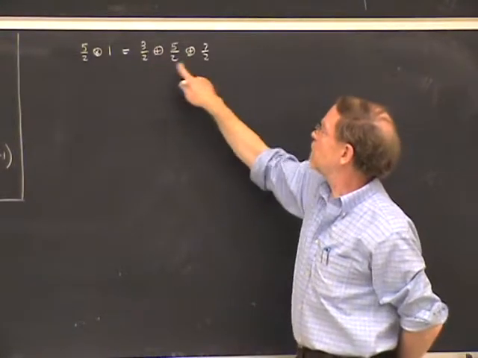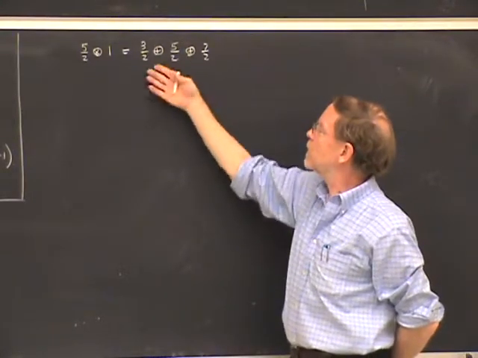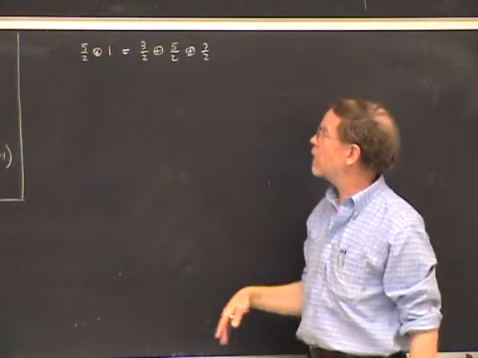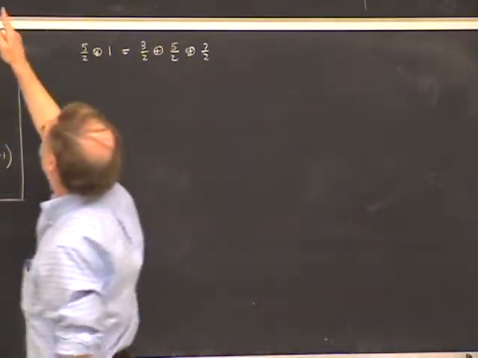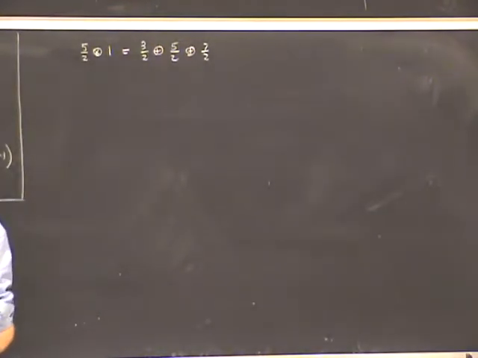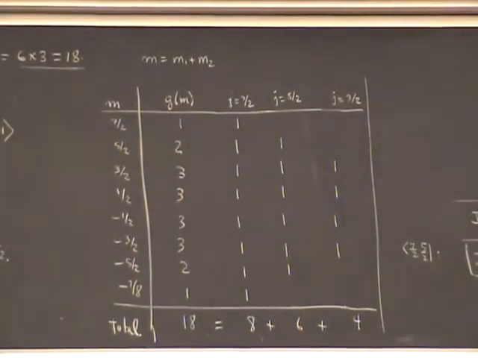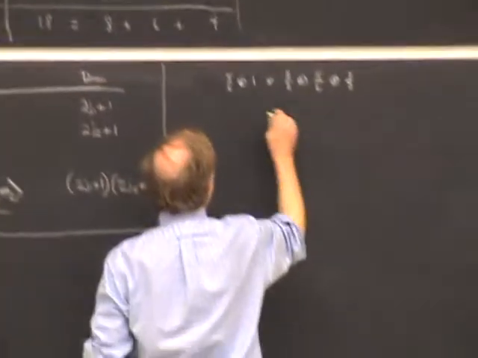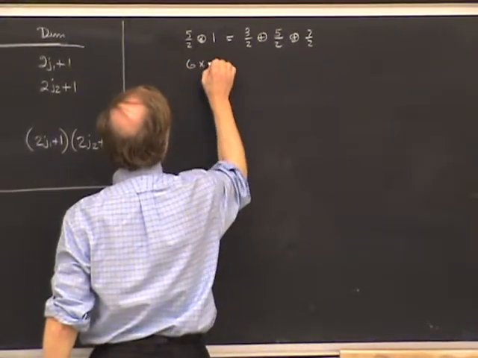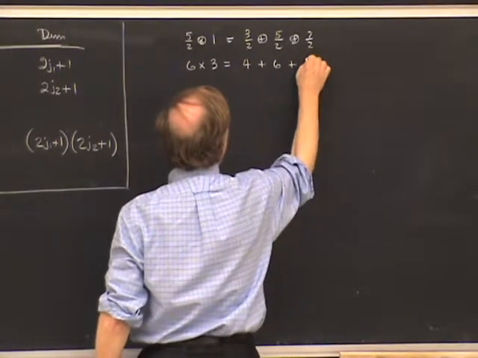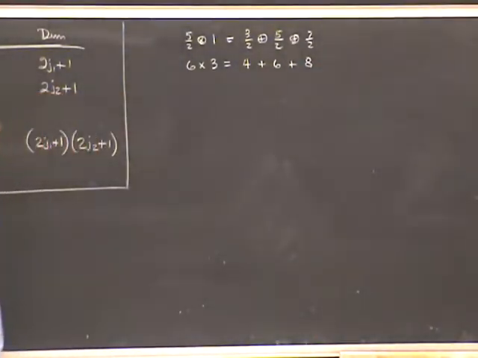And as far as this direct sum here, I'll remind you the direct sum refers to the decomposition of the space into orthogonal subspaces. That's how we're using it. And these correspond to the three different J values. There are three different orthogonal subspaces of dimensions 8, 6, and 4 inside this product space, and that's what the right-hand side means. And this notation for the decomposition of the product space corresponds to the dimension count, which is 6 times 3, which is equal to 4 plus 6 plus 8. Check on the dimensions.